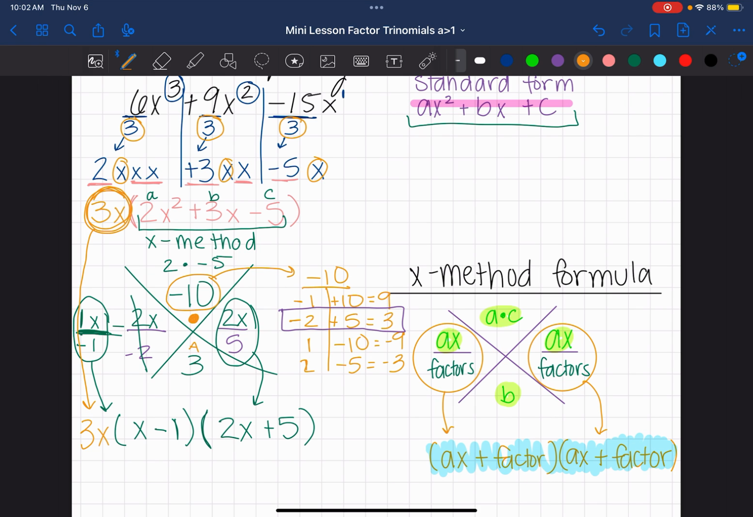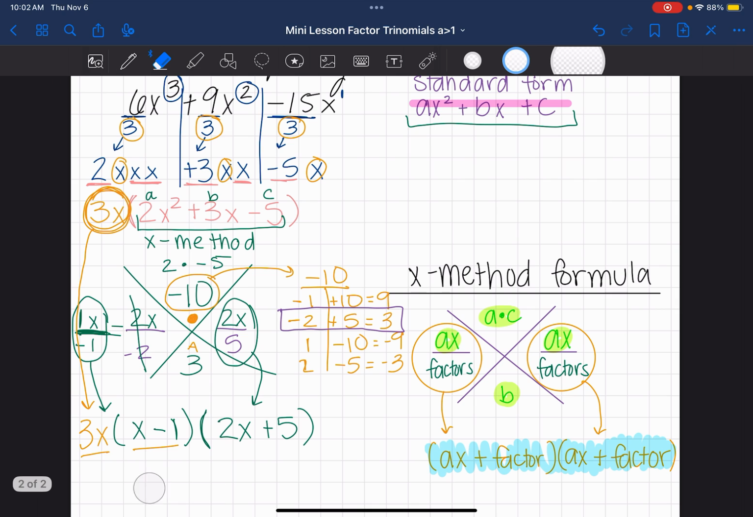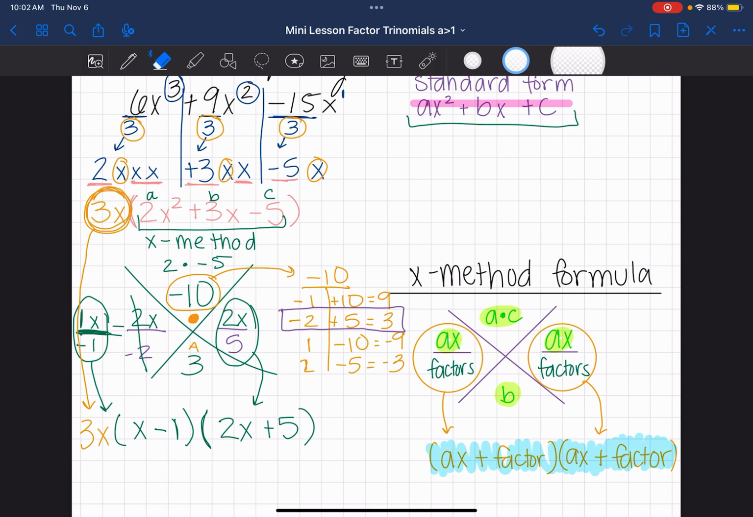So this one actually has 3 factors in total. 3x, x minus 1, and 2x plus 5. There are 3 total factors. Now this is our final factored answer for this question.